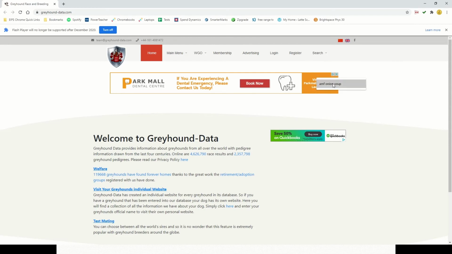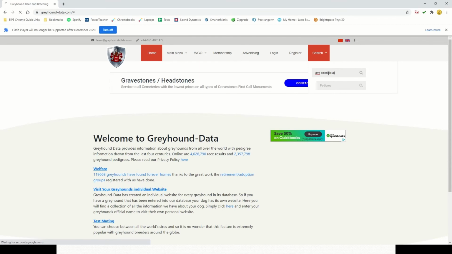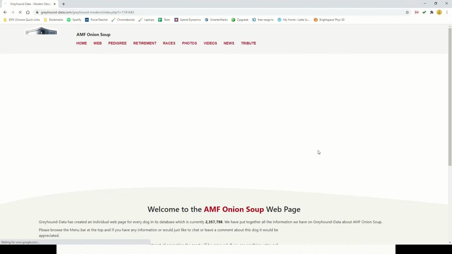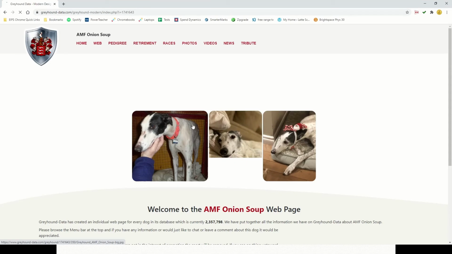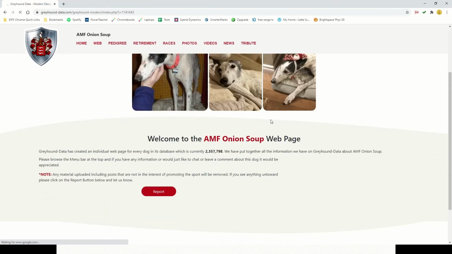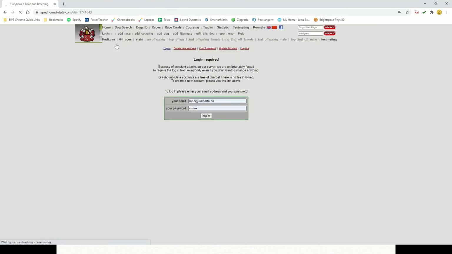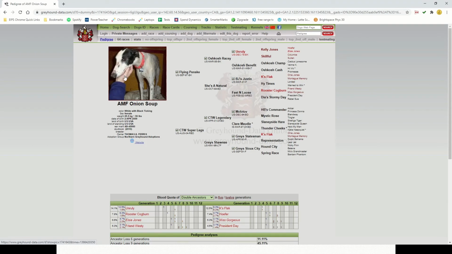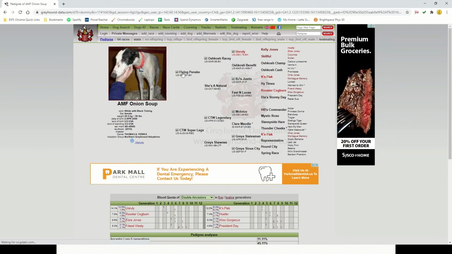So I'm going to search up, oh, there it is right there. I'm going to search up Zoe. So her racing name was AMF Onion Soup. So I'm going to search her. There she is. I updated some photos. This is her now. So we can see her pedigree. And there she is. There's her pedigree. And you can see that her parents are Flying Penske and CTW Superlegs. And then Oshkosh Racy, she's a natural, CTW Legendary, Grace Shawnee, it's got their parents as well.